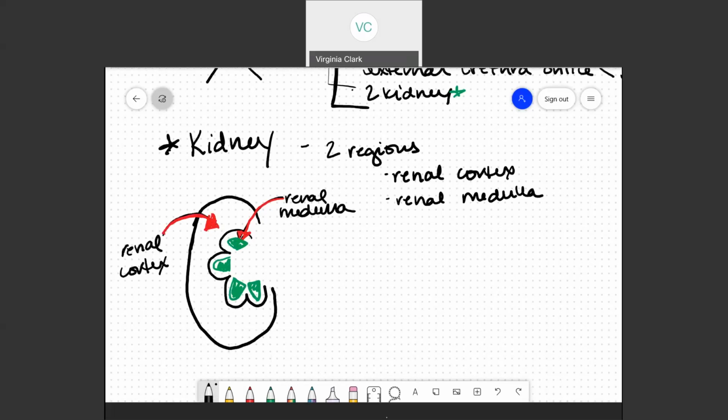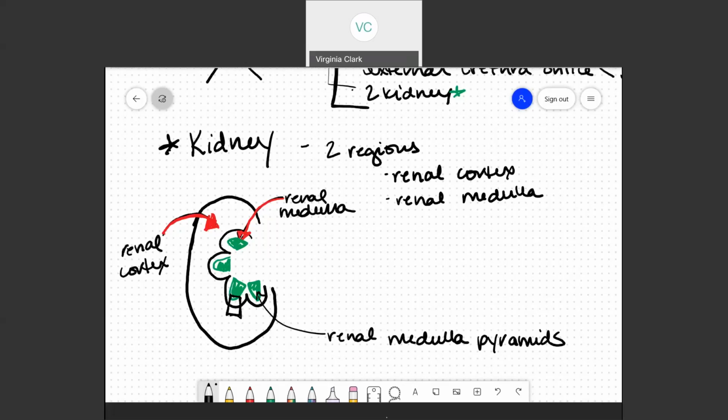So these are going to be your renal medulla pyramids. Then inside these renal medulla pyramids, we're going to take a cross section and look at what happens when you are looking at the section between the medulla and the cortex. We're not quite there yet, but we will be getting there.